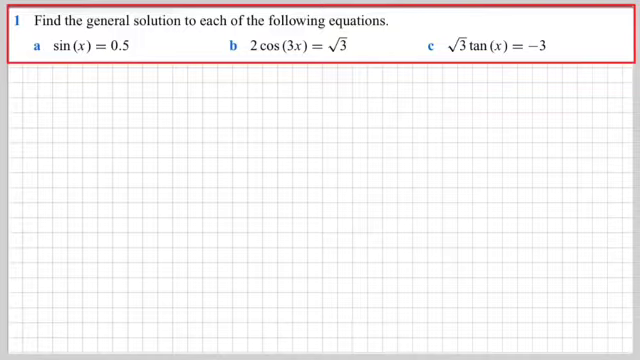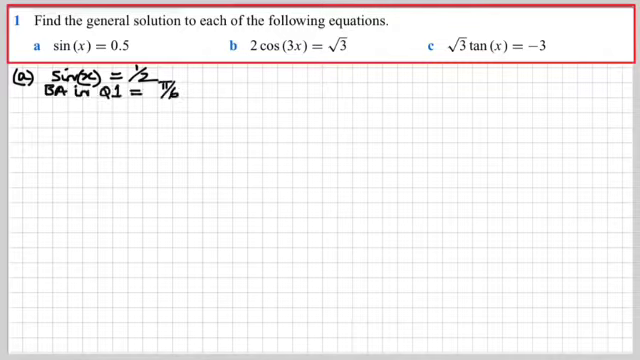First one, find the general solution to each of the following equations: a sine, a cos and a tan. So let's go for it. A. Sine of x equals 0.5. Now you'll notice there's no x domain specified, so that means you've got to give them a general solution, right? Now, sine of x equals a half. Now, this is what you do.